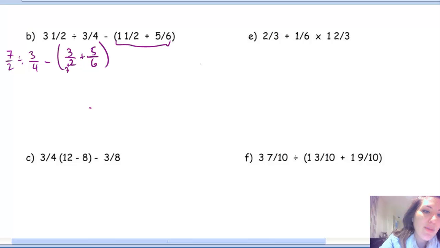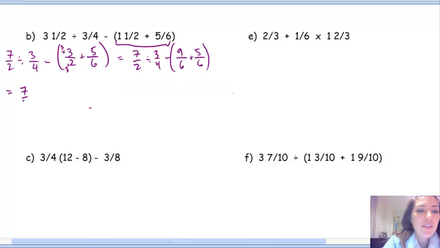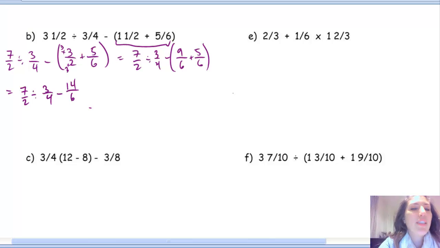Okay, so one of our rules with addition and subtraction is that the denominators need to be the same. So these two need to be multiplied by 3. We can rewrite this as 7 over 2 divided by 3/4 minus 9 over 6 plus 5 over 6. So 9 plus 5 is 14 divided by 6. So now we need to decide what's next, the division or the subtraction. Well, according to BEDMAS, division comes first.